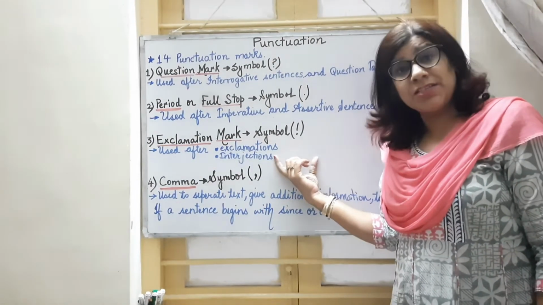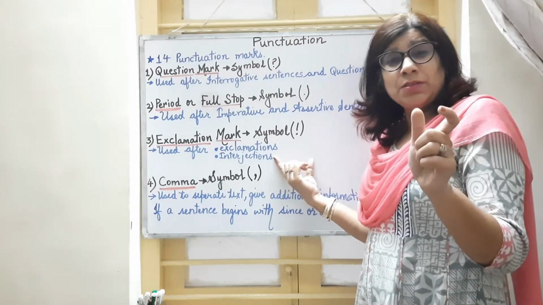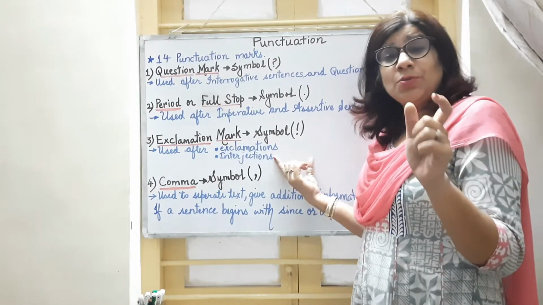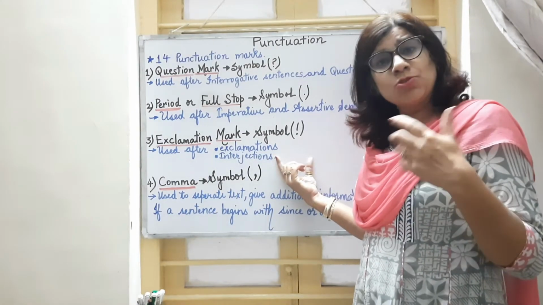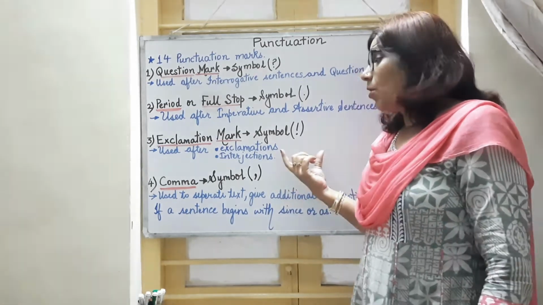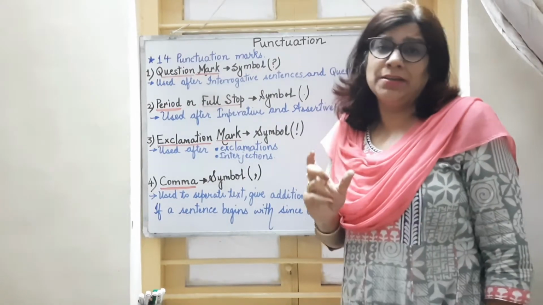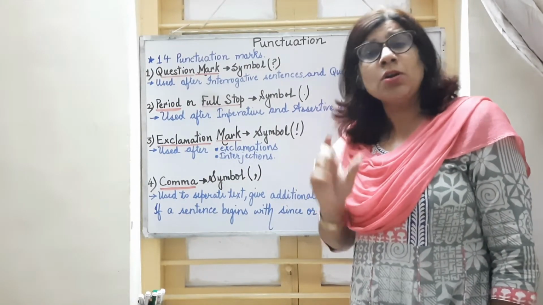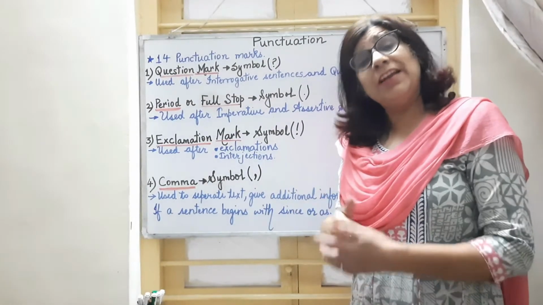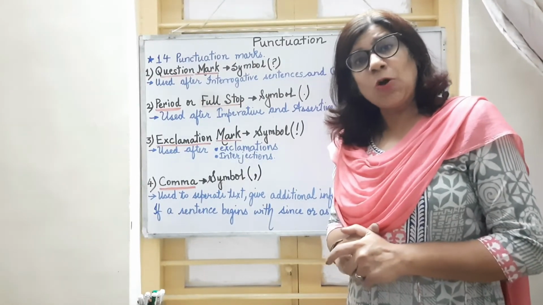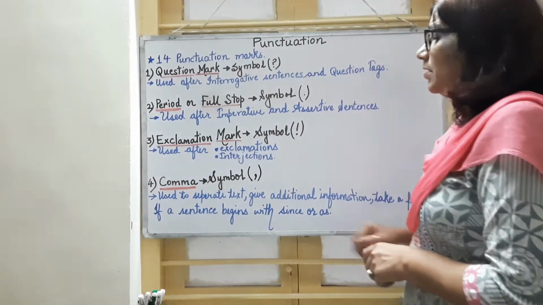Then after interjections. Interjections are short words. They are one-worders like hurrah, alas, oh. These all express our emotions or our feelings, right? And also exclamation mark is used at the end of short imperative statements, right? Short imperative sentences we can use an exclamation mark like well done, keep it up, or after all this also we use an exclamation mark.